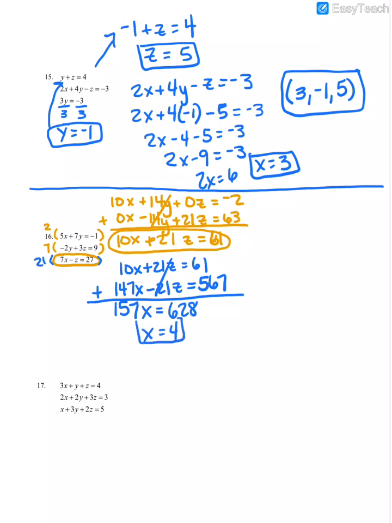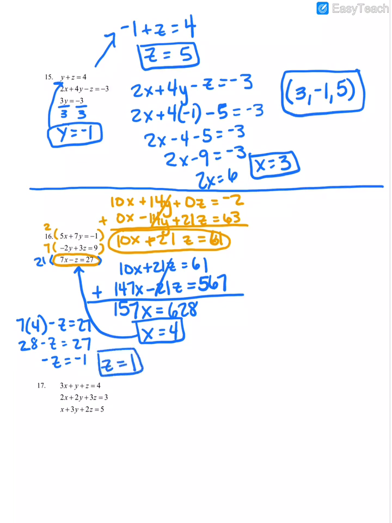Plug that guy back into there. So 7 times 4 minus z is equal to 27. 28 minus z is equal to 27. Subtract. So negative z is negative 1. So z is equal to 1.